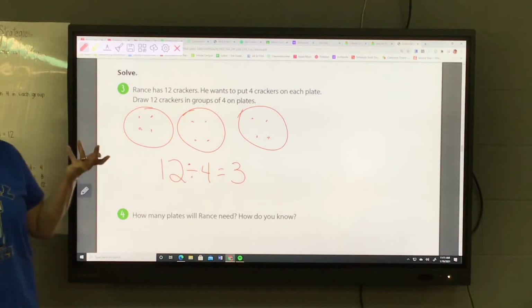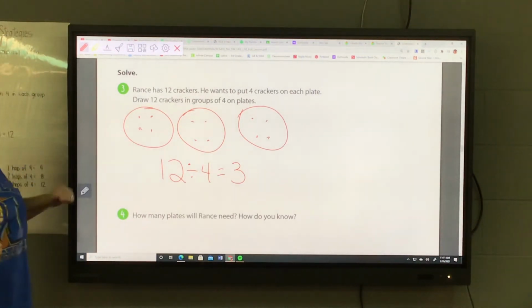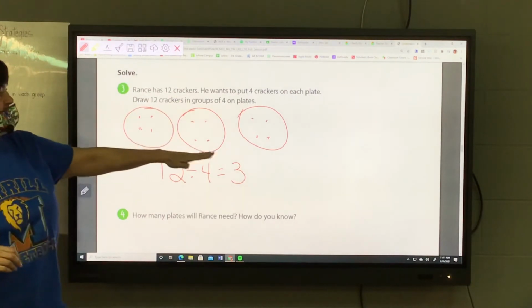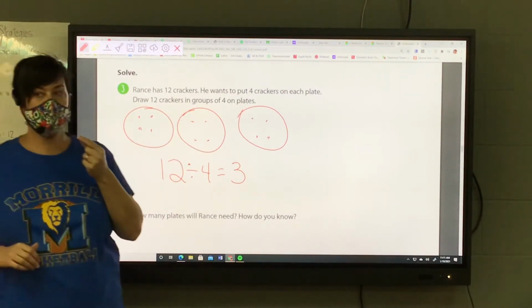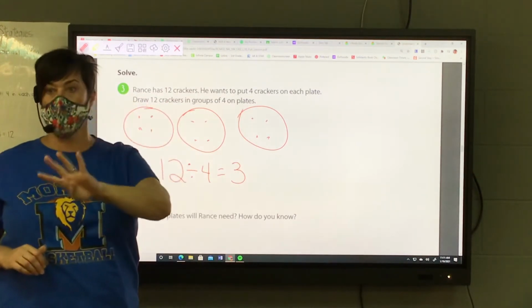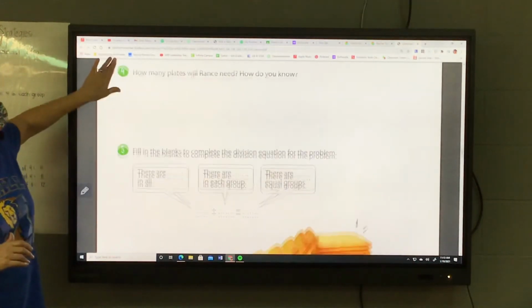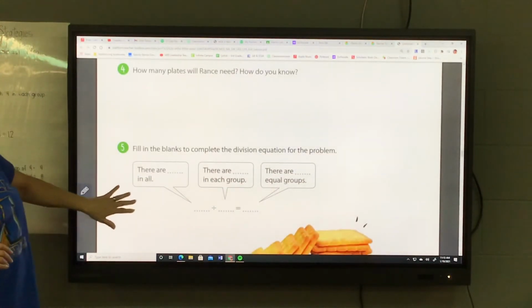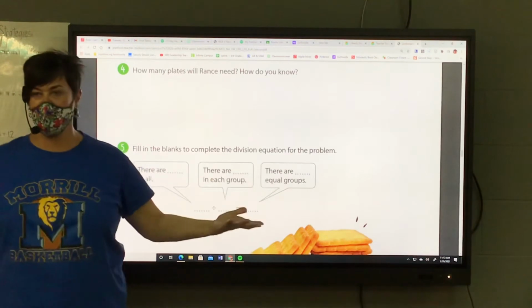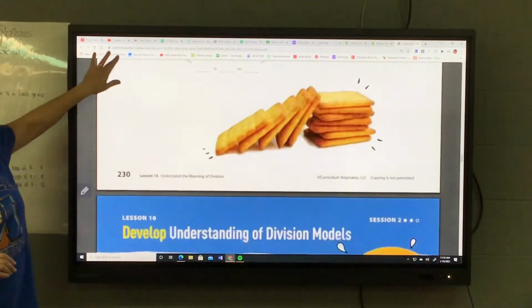So how many plates did he need? 3. He needed 3 plates. How did you know he needed 3 plates? Because if you put 4 on each plate, there had to be 4 on each plate, right? Yeah. All right, so we just talked about 4, and we already did the division problem. We did that work up on number 3.